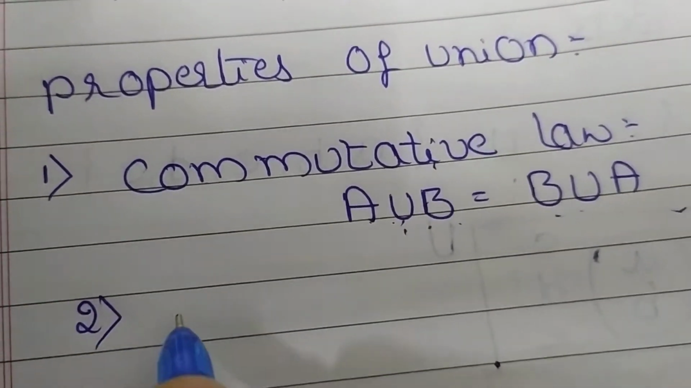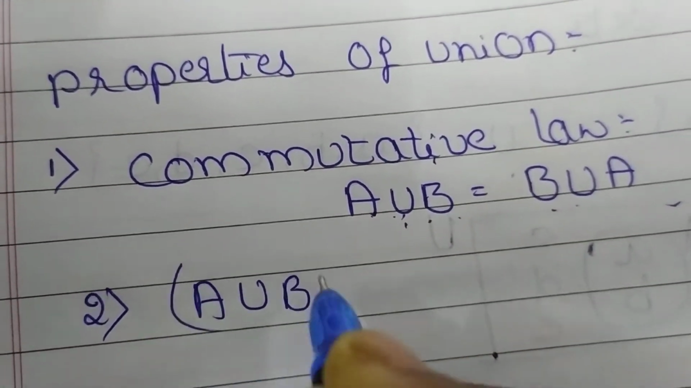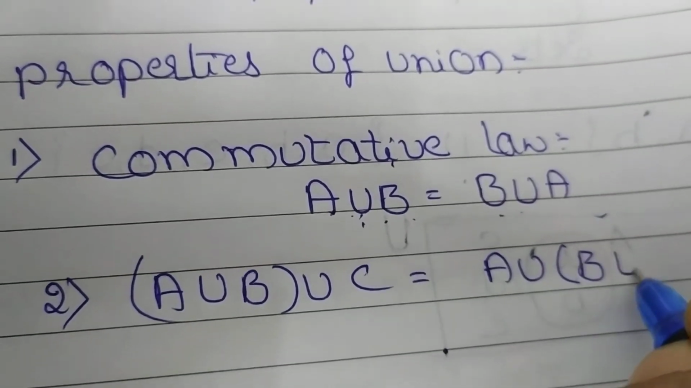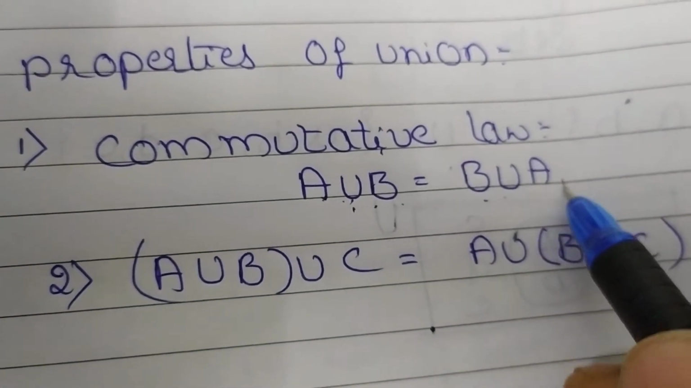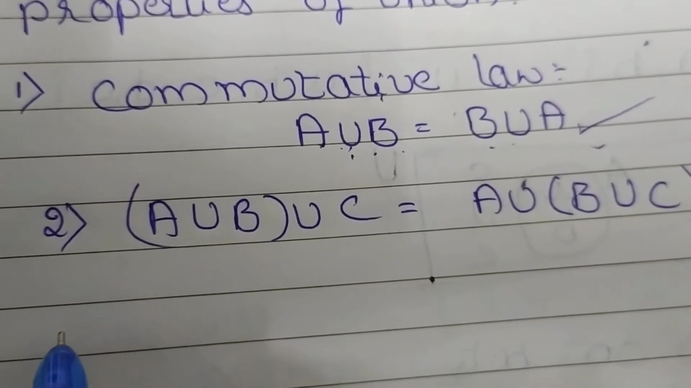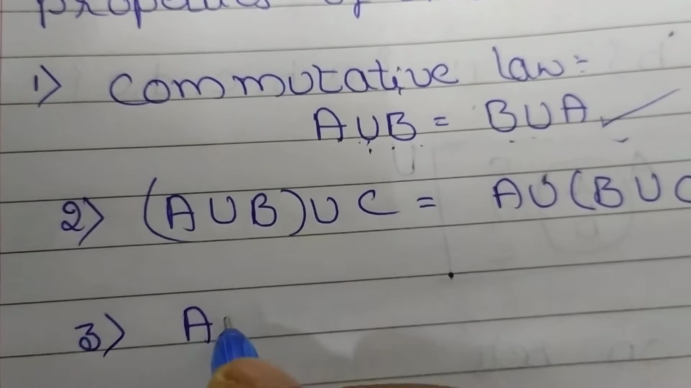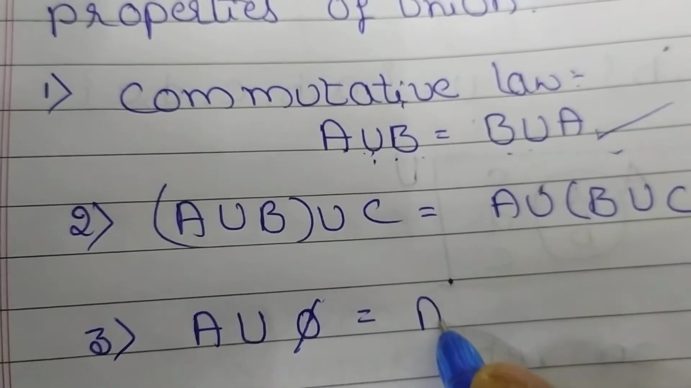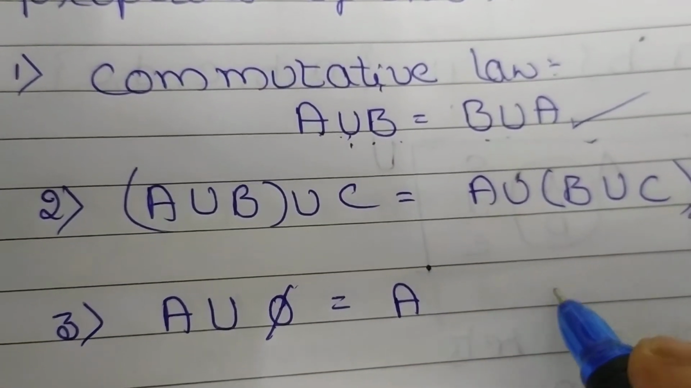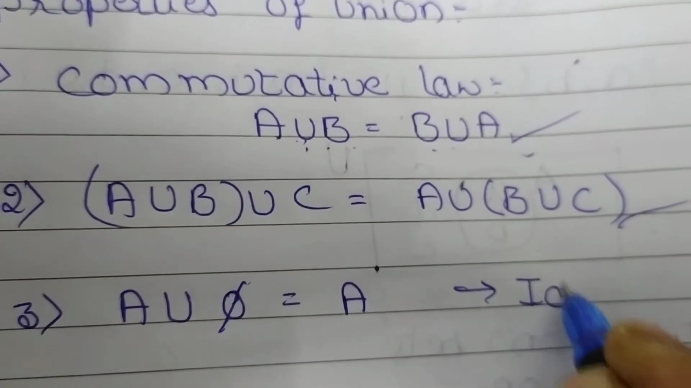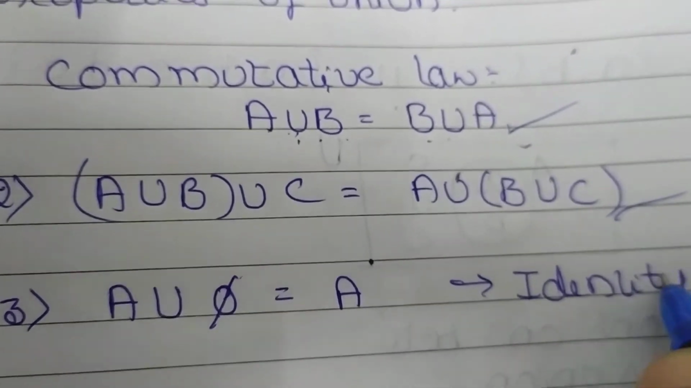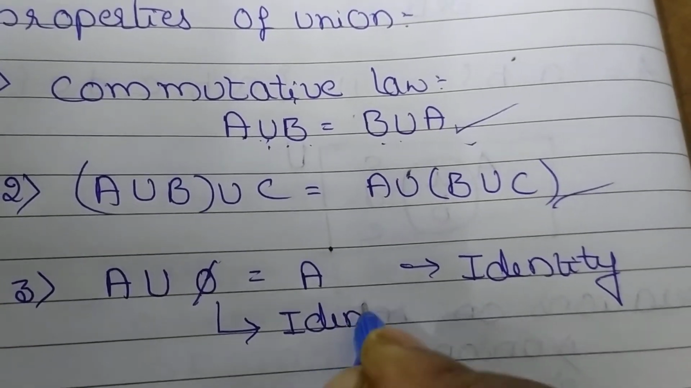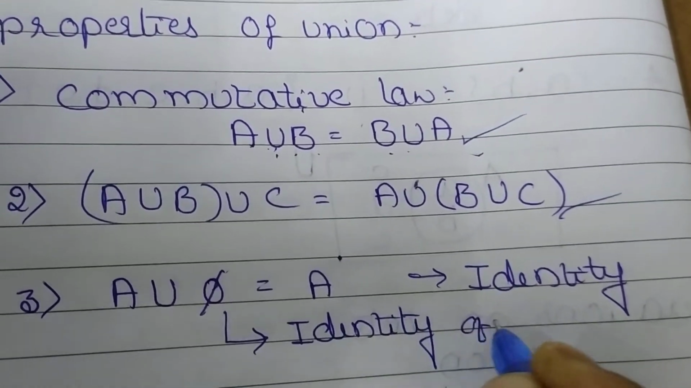Second one, associative property, that is A union B union C equals to A union B union C. You take any of the sets, they are going to satisfy all these properties. It holds commutative property, it holds associative property and identity property. A union phi, where phi means the empty set, if you are going to get A, then it is called the law of identity, and phi is called the identity of union.